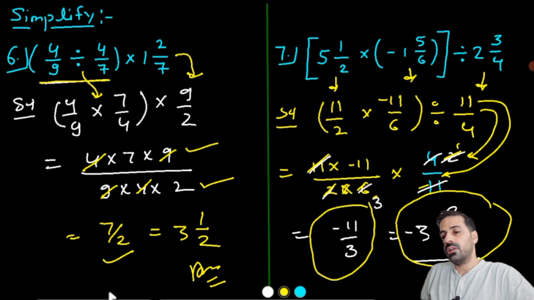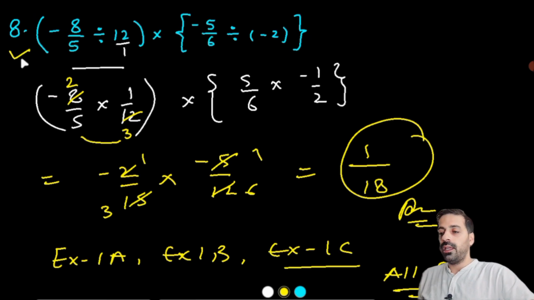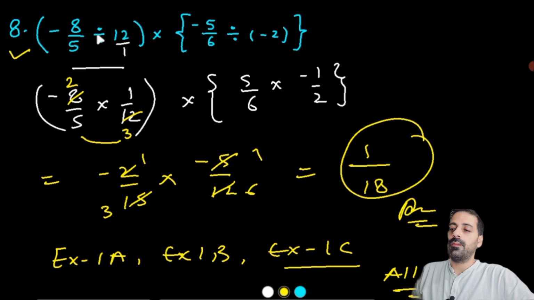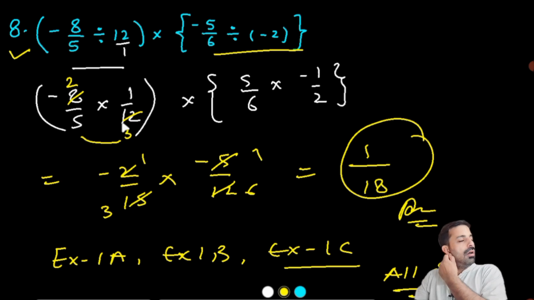So this is the solution, my dear students. Now comes the question number 8, the last question maybe. Negative 8 upon 5 divided by 12. So first open this mixed fraction. Now here again, so negative 8 upon 5 remains same, and the reciprocal of 12 is 1 upon 12.